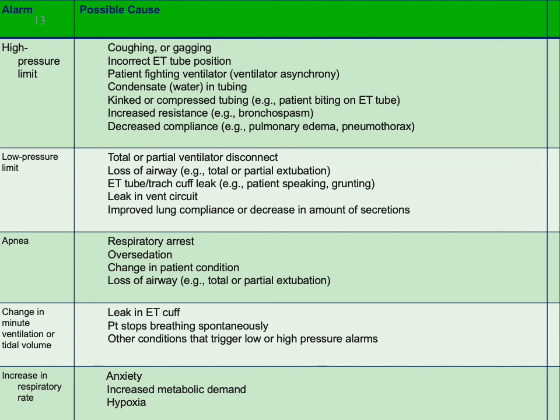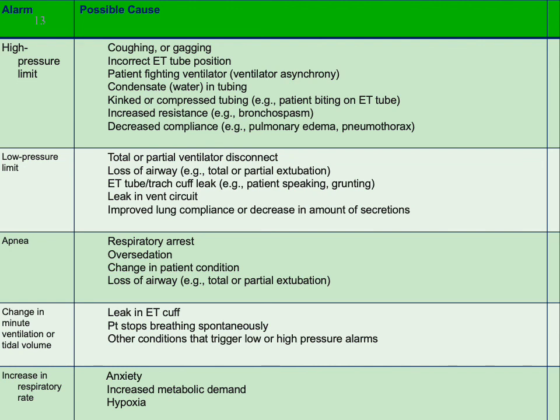The low pressure alarm is triggered if there is decreased peak airway pressure. So there is low pressure within the airways. This can happen if the patient is disconnected from the ventilator, if there's a leak in the ventilator circuit or the tubing, if the endotracheal tube is displaced into the pharynx, if the cuff is not inflated properly on the endotracheal tube or tracheostomy tube. It can also happen if the patient's lung compliance has improved or if the patient has a decrease in the amount of secretions that they have been producing.